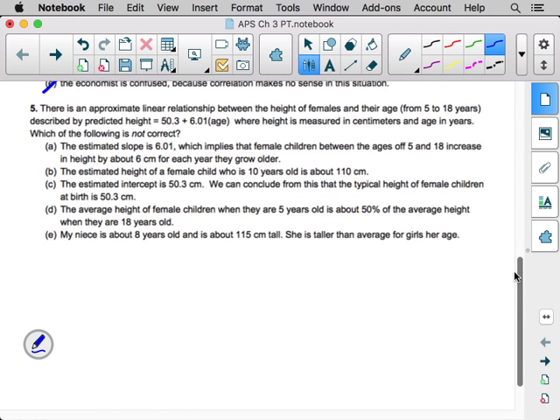All right, number 5. There's an approximate linear relationship between the height of females and their age, 5 to 18 years, described by predicted height, where height is measured in centimeters and age in years. Which of the following is not correct?